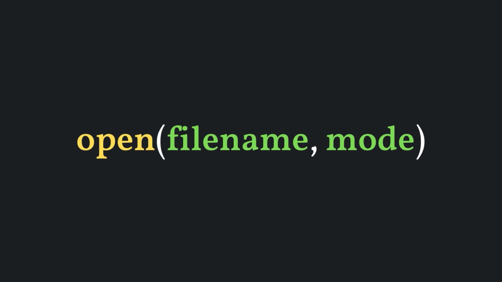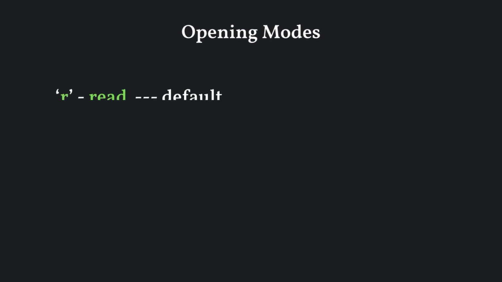The key function to working with files in Python is the open function. The open function takes two main arguments that we will focus on for now, and we will cover another one later in the video. There are four different modes for opening a file. We have R for read, which is the default value. It opens a file for reading and throws an error if the file does not exist.